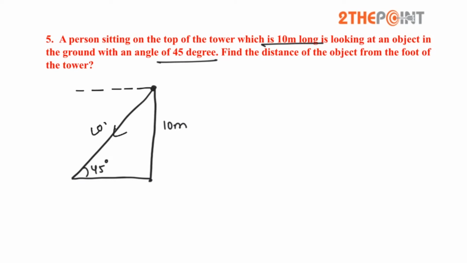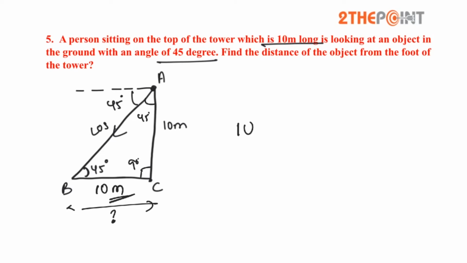This is the line of sight, and we know that these two are parallel to each other, hence we get 45 degree here. And here we have to find the distance of the object from the foot of the tower, that is, we have to find the distance between BC. Here this is 90 degree and this will be 45 degree. We have seen previously that for 45 degree, the adjacent and opposite sides will be the same. Therefore BC is also 10 meter. Therefore the distance of the object from the foot of the tower is 10 meter.